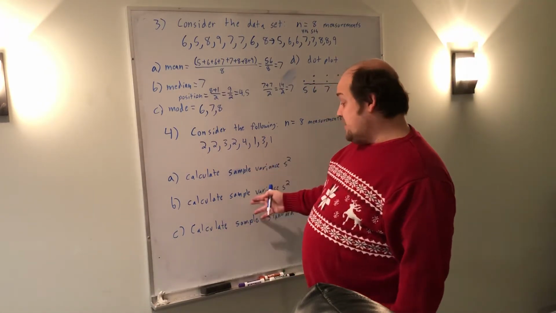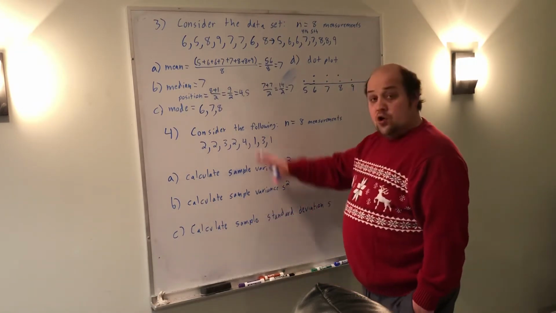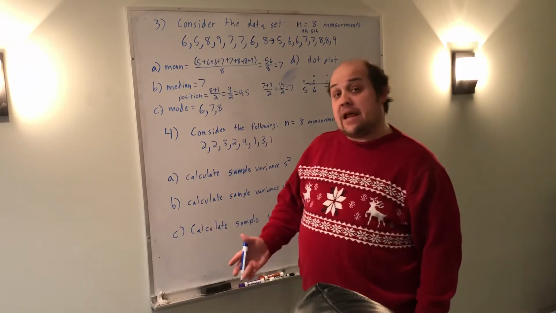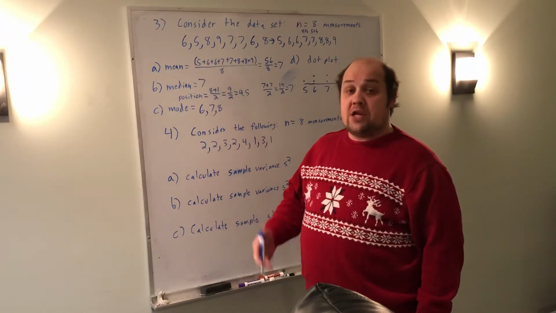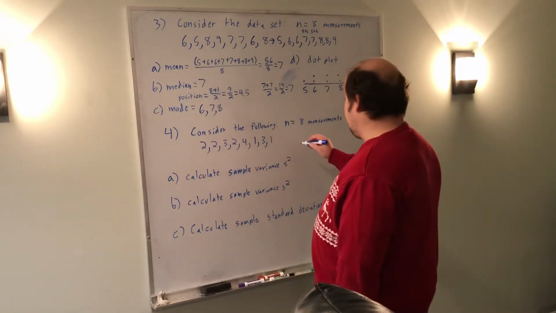After you get that same answer for variance, taking the square root will get you the standard deviation. Notice that everywhere in this problem it says sample, not population, so we're going to be using the n-1 version of the formula. First thing we need to do is find the mean.